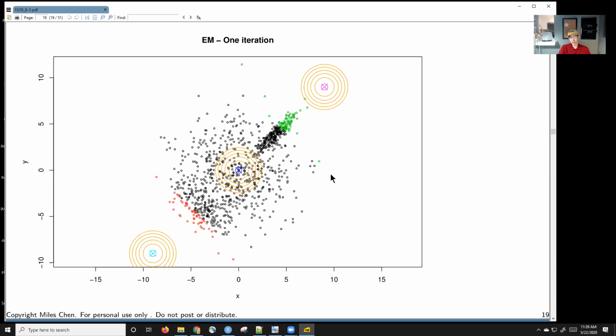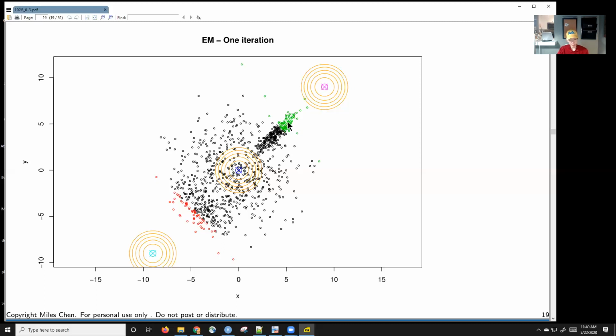Okay, so on the next slide, what you're going to see is all of these things are going to get recalculated. We're going to recalculate the centroid based on the points that are probabilistically assigned to the green cluster. We're going to recalculate the centroid based on the points that are probabilistically assigned to the black cluster. We're going to recalculate the centroid based on the points that are assigned to the red cluster. And we're also going to recalculate the variance-covariance matrices, and that will get reflected in the shape of these ellipses. So we're probably going to bring this cluster's centroid down to somewhere around here.